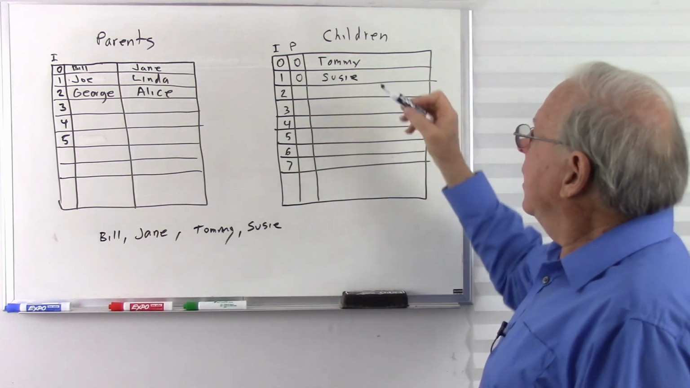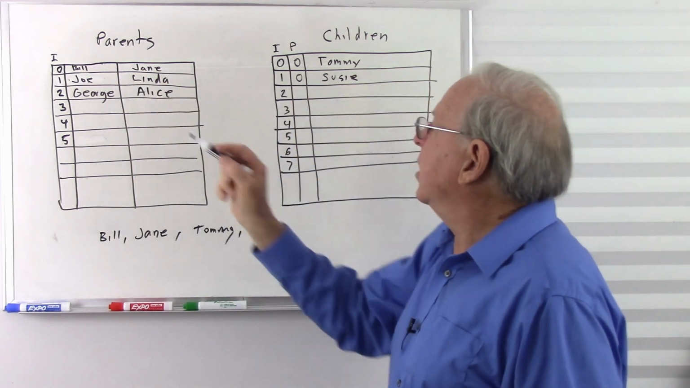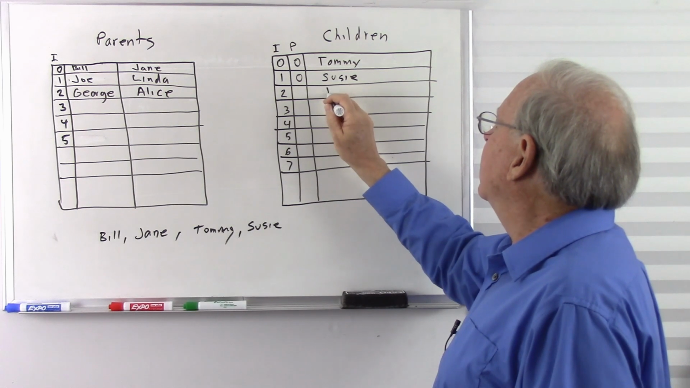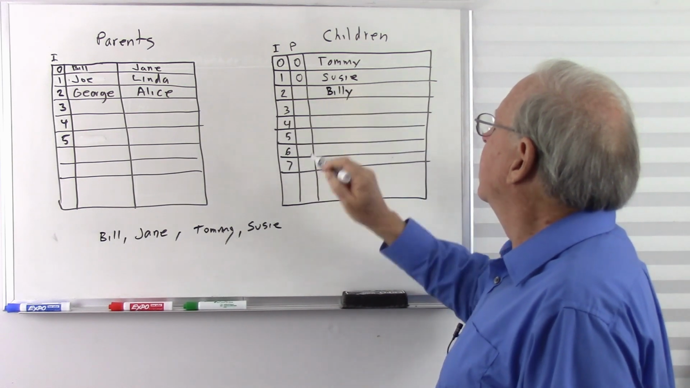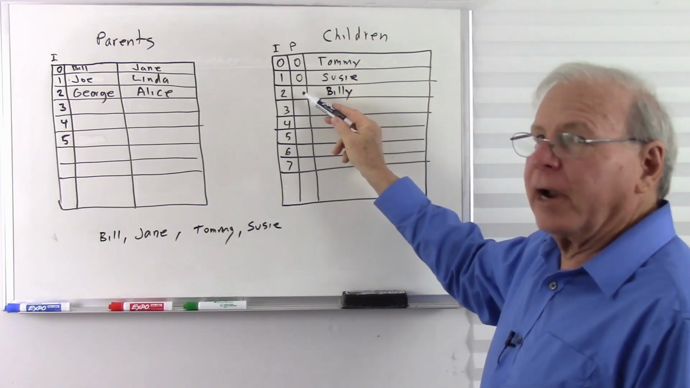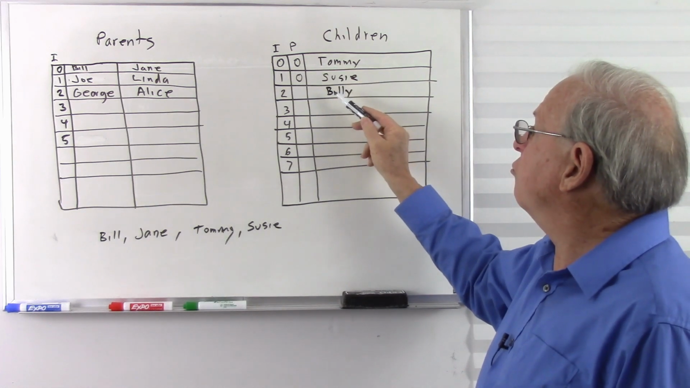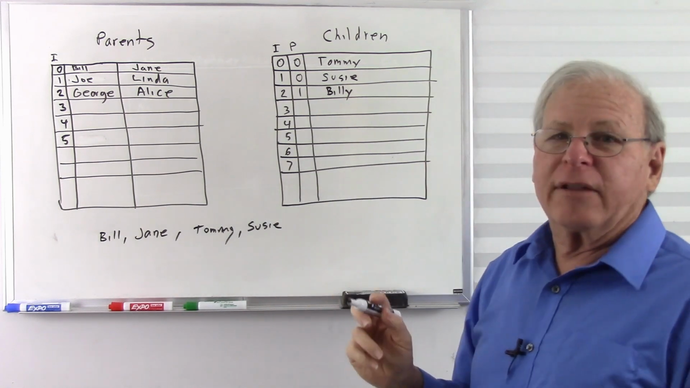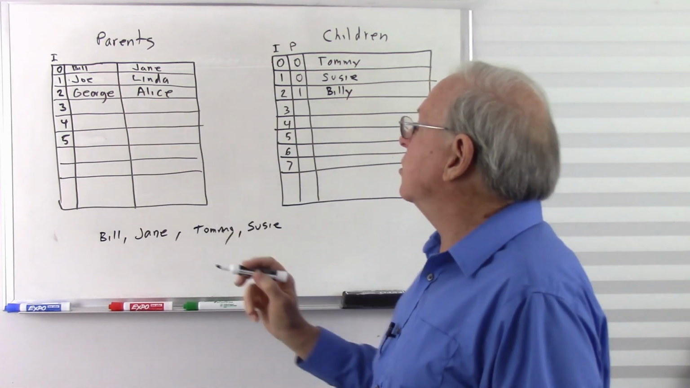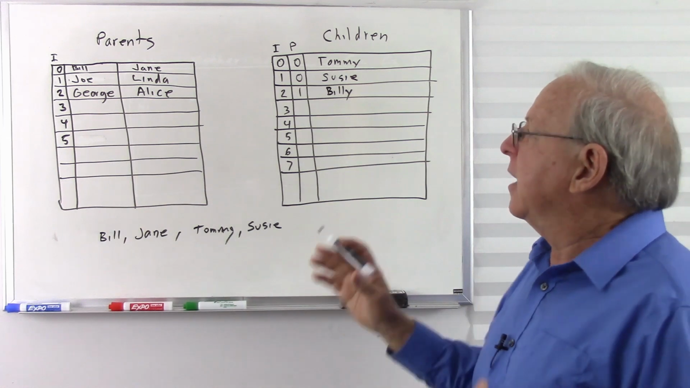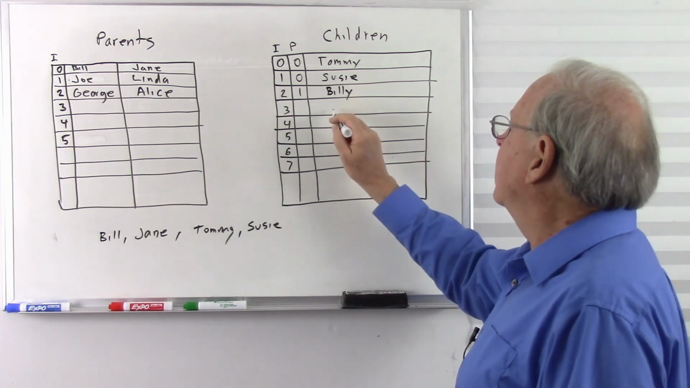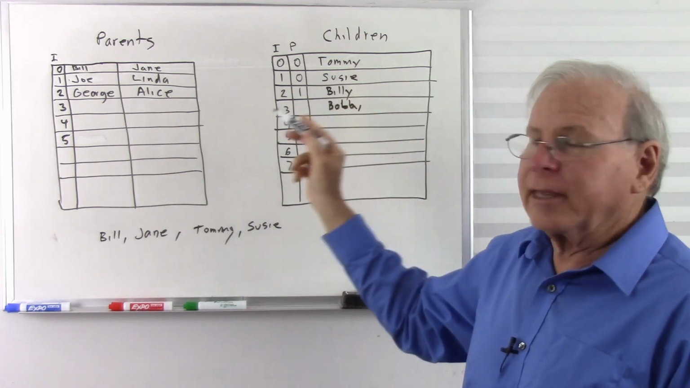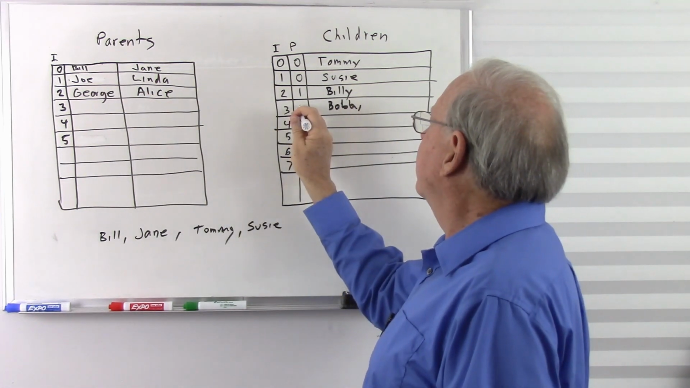And let's say we go to Joe and Linda, and they have a child, and we'll call that one Billy. And so what's going to go in the parent column to link Billy back to Joe and Linda? That's going to be a 1. And let's say that's their only child, so let's go on down to George and Alice, and they have a child that's named, let's say, Bobby. And how do we link that back to George and Alice? With the number 2.